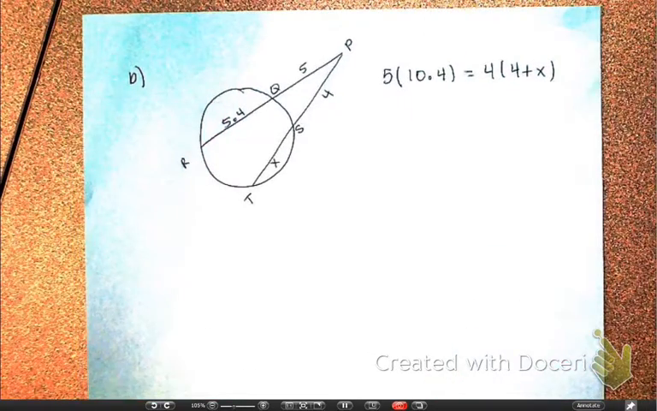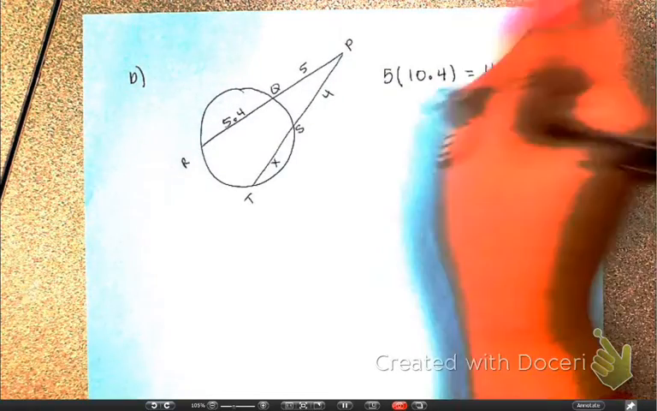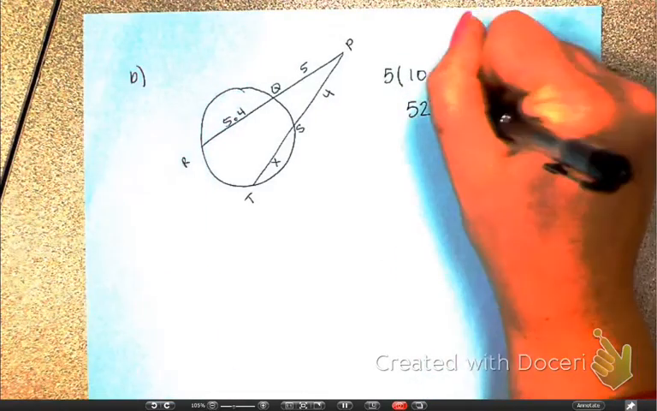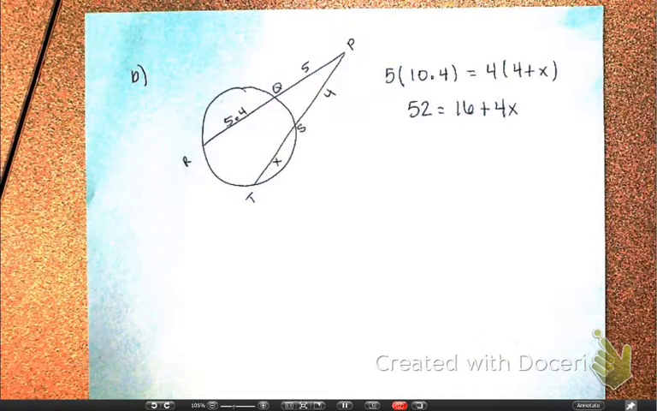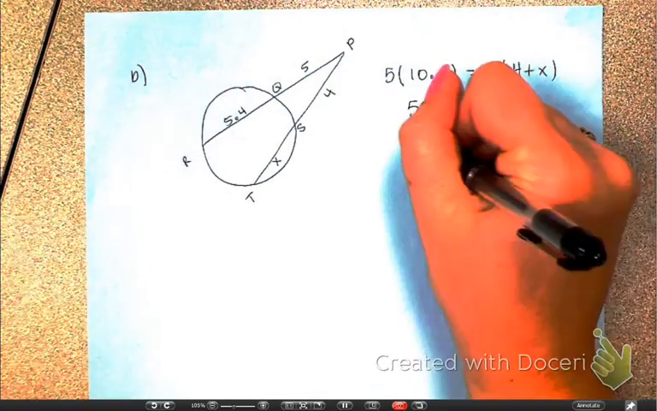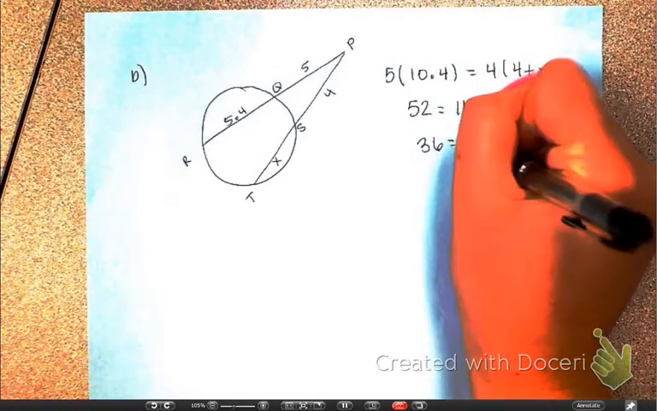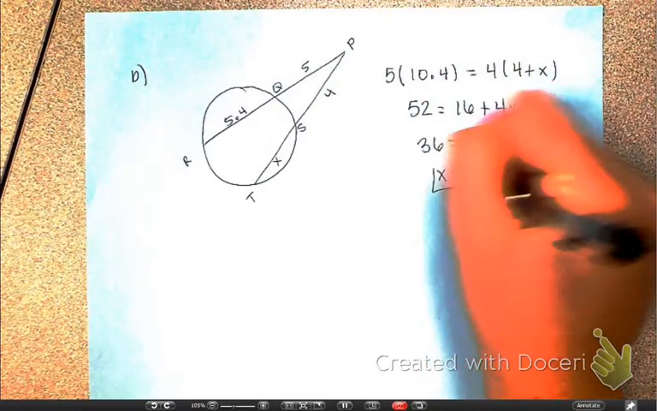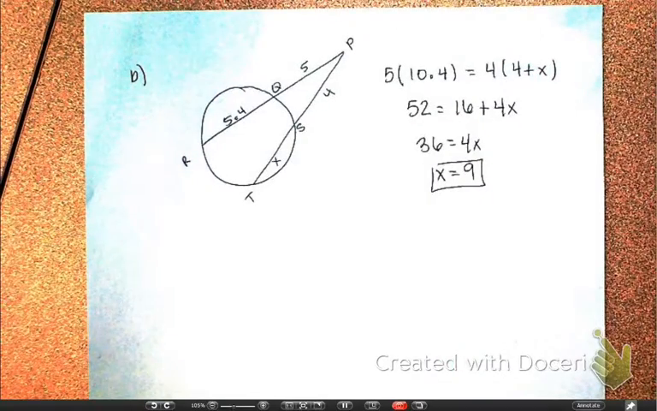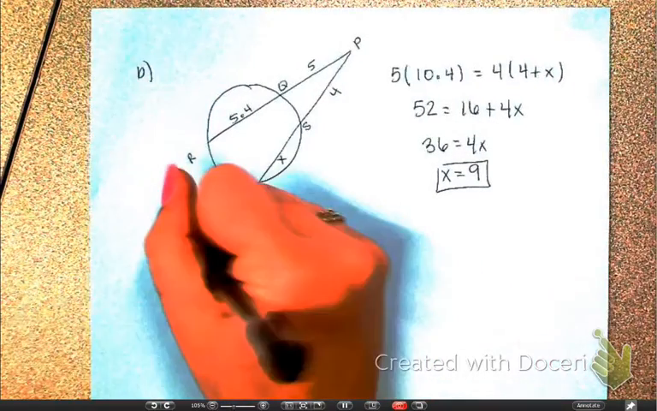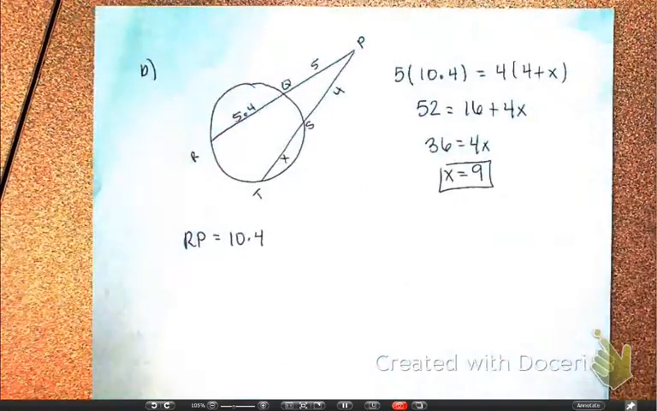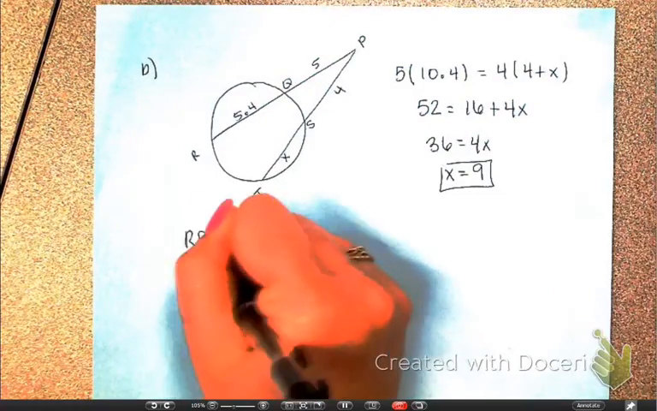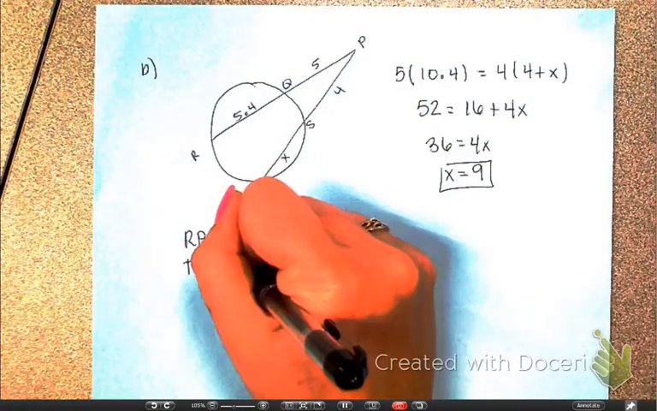When you multiply 5 times 10.4, what did you get, Christian? 52. 52 equals 16 plus 4x. If you subtract 16 from both sides, you get 36 equals 4x, and you end up with x equals 9. So we already know RP is 10.4, right? What is the value of TP? 13?